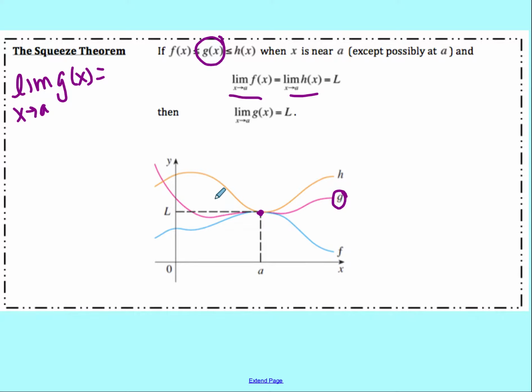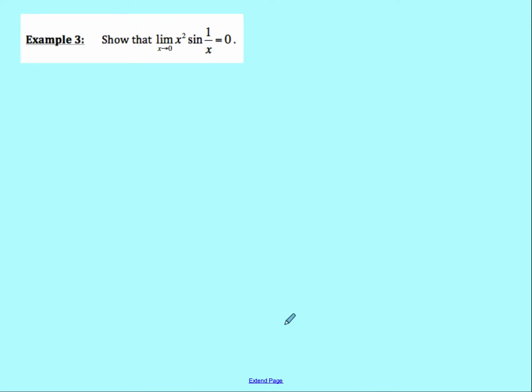What I would say for the squeeze theorem is it's typically used with sines and cosines. The reason is because we know we can squeeze sine and cosine in between two numbers for the most part. Negative 1 to 1 is kind of where you can squeeze those together. So let's take a look at an example.